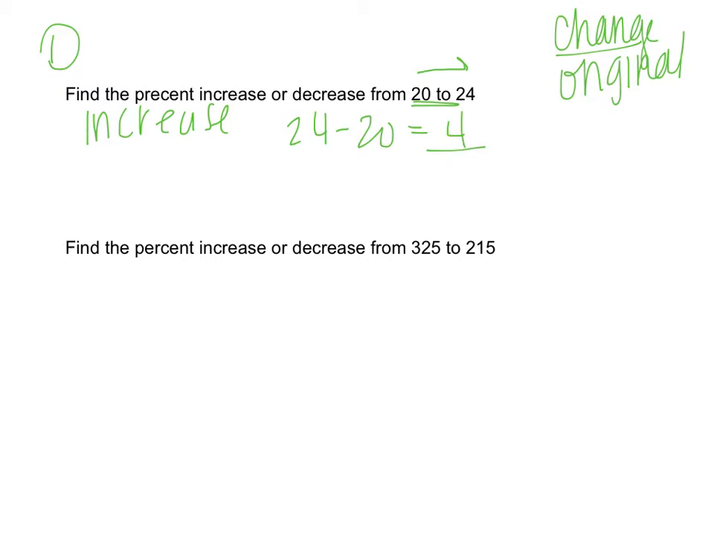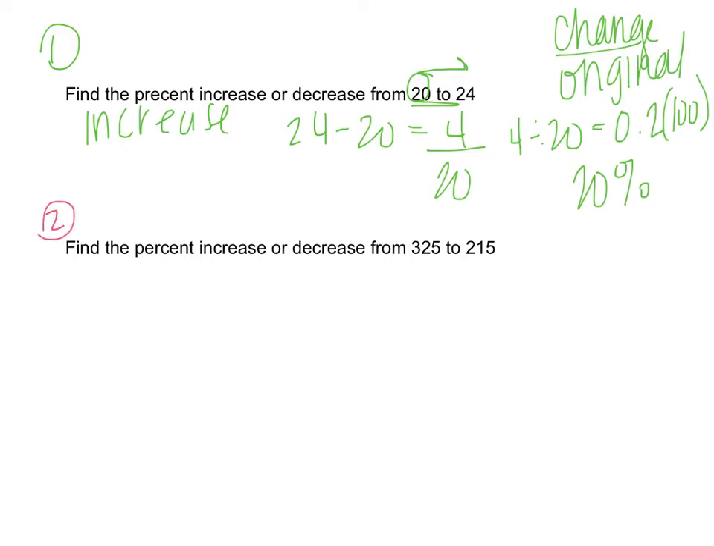Now to find the percent, I'm going to do the change over the original, and we started at 20. So in my calculator, I'm going to do 4 divided by 20, and you get 0.2. And if I want to find that as a percent, I then multiply by 100, and you get 20%. So see if you can try the second one on your own, where it says find the percent increase or decrease from 325 to 215.